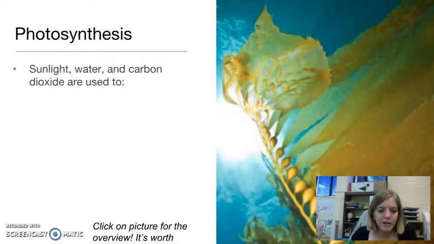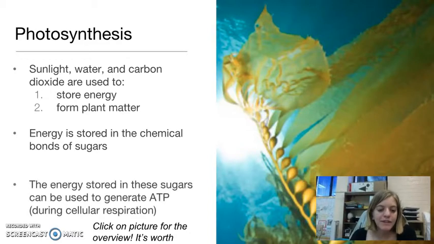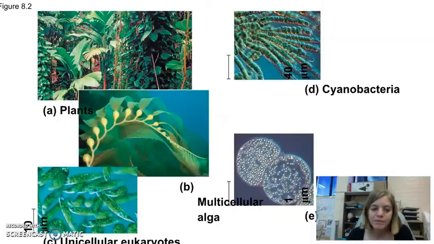So sunlight, water, and carbon dioxide are used in the photosynthetic process to store energy and to form plant matter, and that energy is stored in the chemical bonds of the sugars that are produced in photosynthesis. And then eventually this energy can be used to generate ATP in cellular respiration. So that's one way these two processes are connected. Photosynthesis is an anabolic process, so different than cellular respiration, which was catabolic, breaking stuff down. Photosynthesis is building stuff up, specifically those sugars.